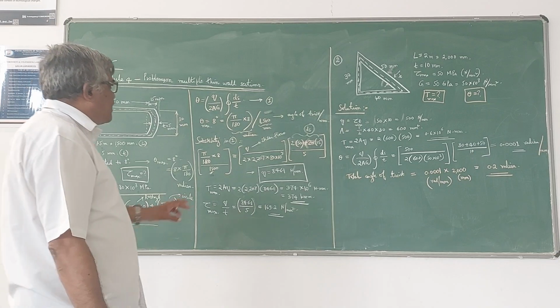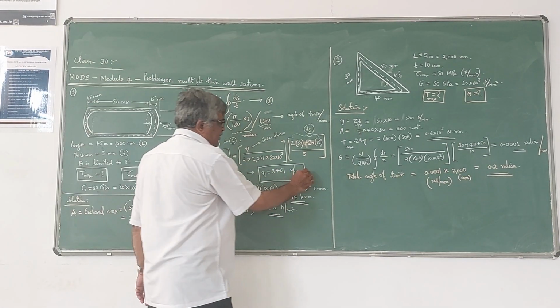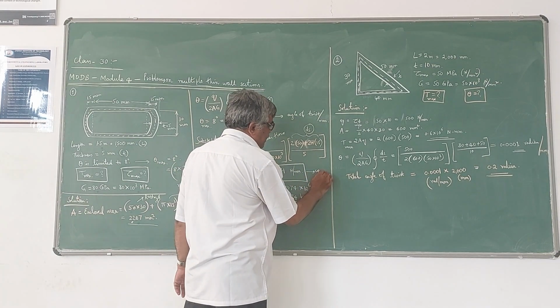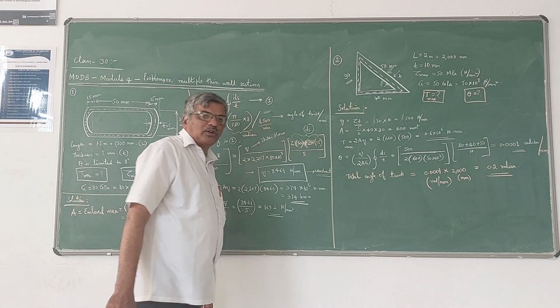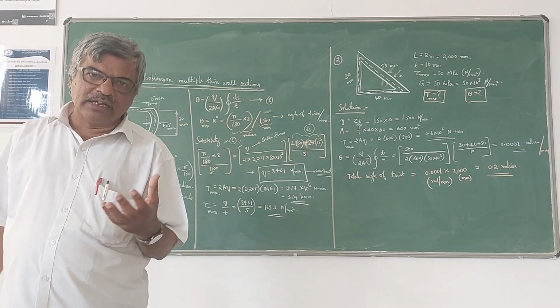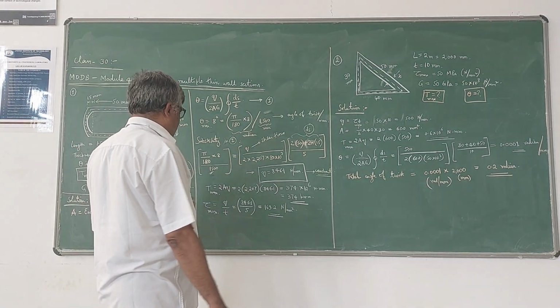So this is called the shear flow. Shear flow is actually a constant. Shear flow is always a constant, and you know that this Q is equal to tau into t, where tau is the shear stress and t is the thickness. So shear stress and thickness may vary, but their product remains the same.